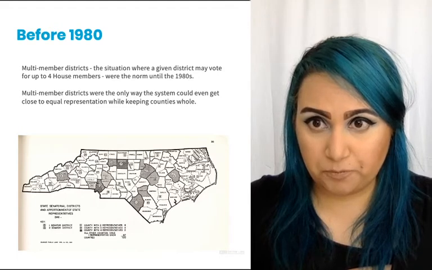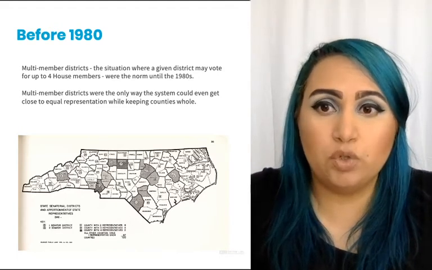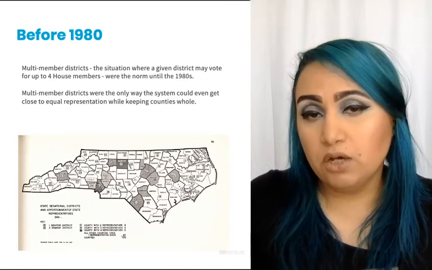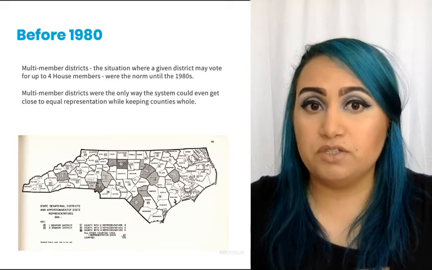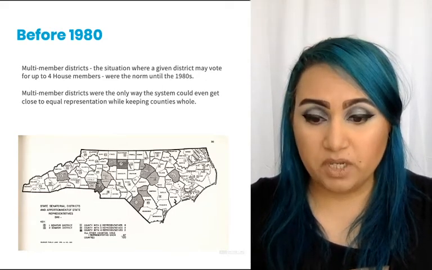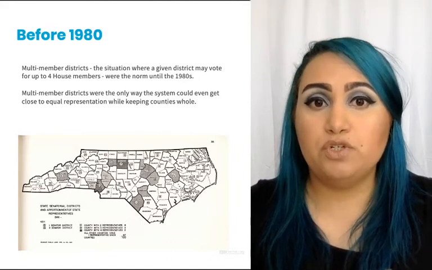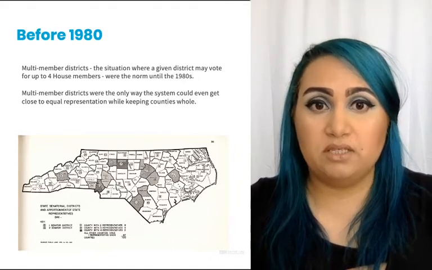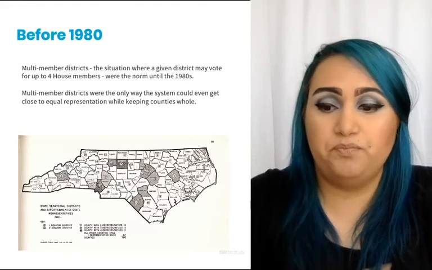And the reason we had these multi-member districts was because that's the only way that you could even get close to equal representation while keeping the counties whole, because our Constitution does say that you need to have equal representation, and so the only way you can do that while keeping counties whole is having these multi-member districts, because counties have different levels of population.